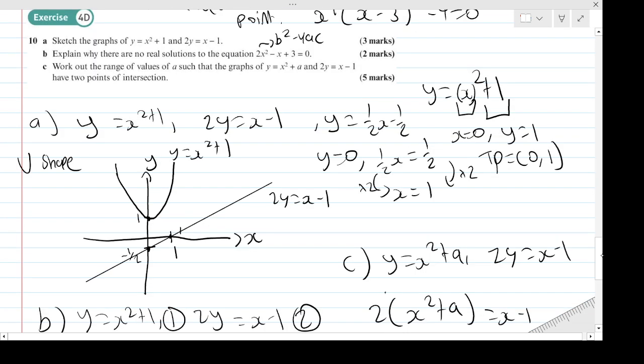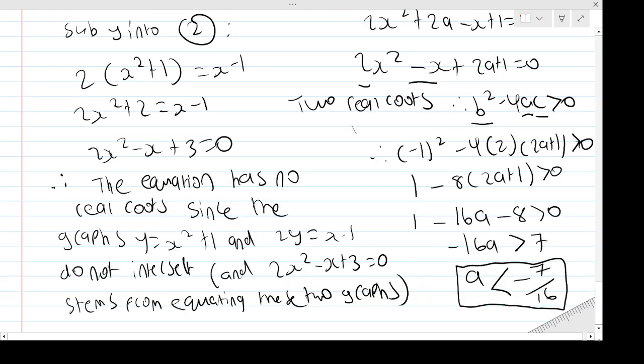Because remember, there's no more stipulation. It doesn't say a is positive or negative. It just literally says work out the range of values of a. That is a range of values for a, that inequality there. So there we are. Cool. So that's intersection points.